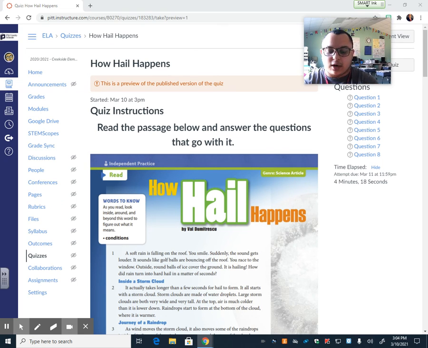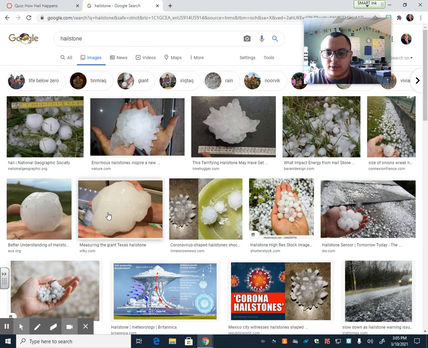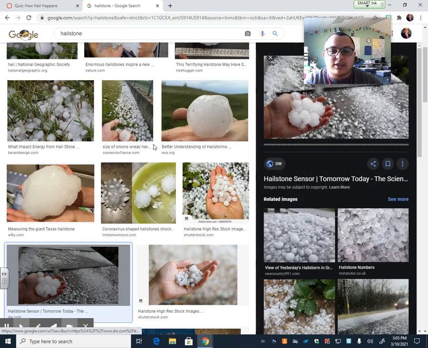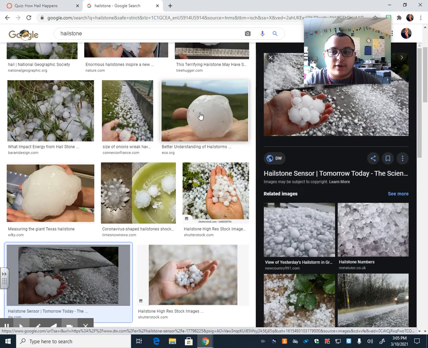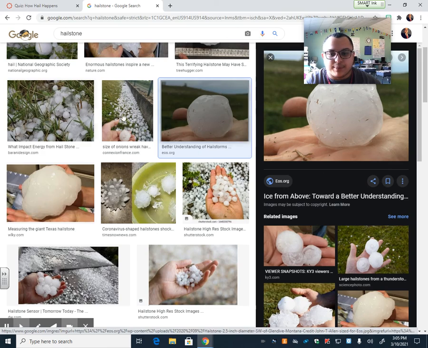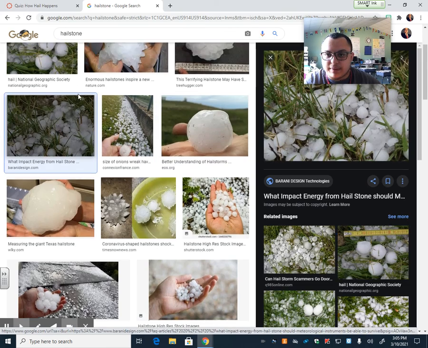But before you start reading, I want to show you what a hailstone looks like, because not everyone has seen hail in their life. So this is what a hailstone could look like. They're just pebbles of ice that fall from the sky. That one's pretty big. Others can be very tiny.